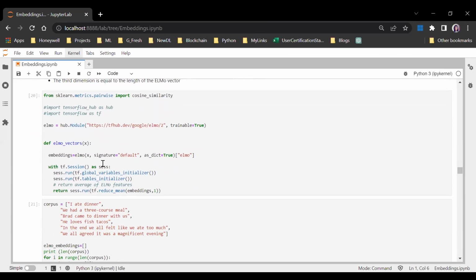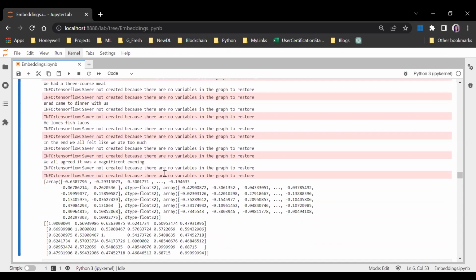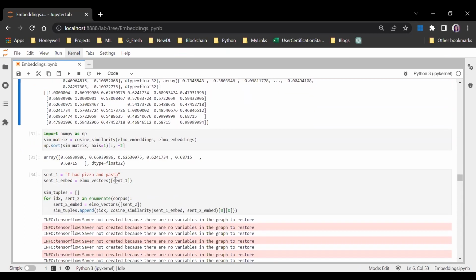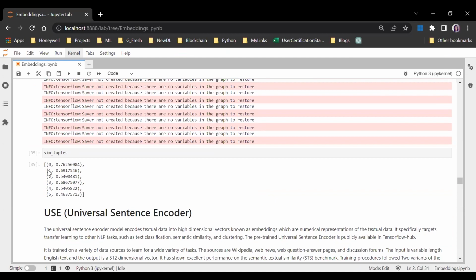And here is a code snippet of how we can generate the embeddings. We first need to load the pre-trained model here, then train if needed, and we pass the similar 6 sentences that we saw earlier, and then we try to identify the similarity with a particular sentence, like "I had pizza and pasta". So we can use cosine similarity directly on top of this. So let's say we have this sentence and we got the similarity score for each of the corpus sentences that we have. So this was all about the ELMo approach.